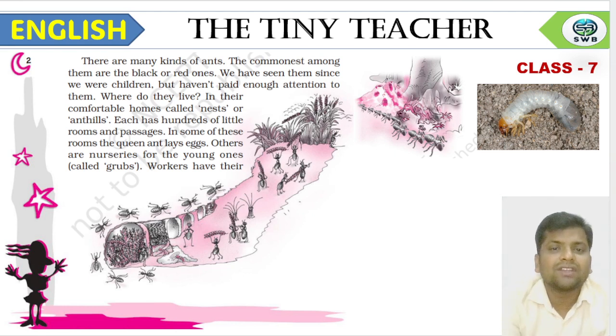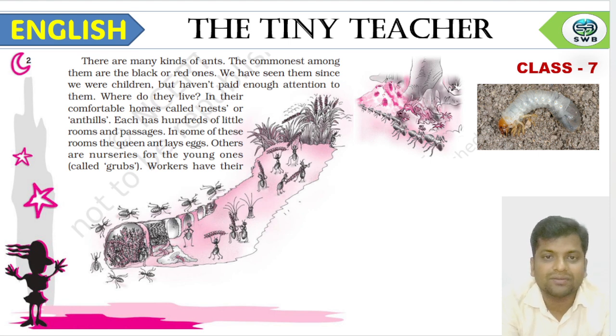The writer is telling there are many kinds of ants. Dear students, you must have seen the red ants, the yellow ones, and the black ants. We have seen them since we were very children. This is a very simple line, but we haven't paid enough attention to them. That means we have not given much attention to their behavior. Where do they live? In their comfortable homes called nests.